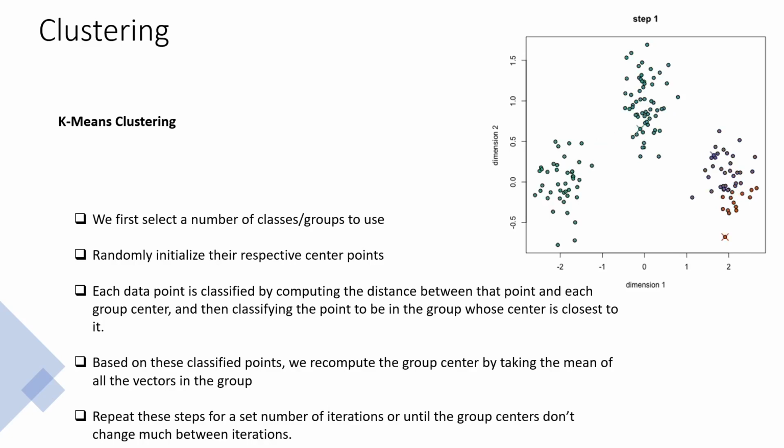And then we randomly initialize the center points. Okay, these are randomly initialized center points. The things that are moving in the animation, they are the center points. Okay, and each data point is classified by computing the distance between that point and each group center.